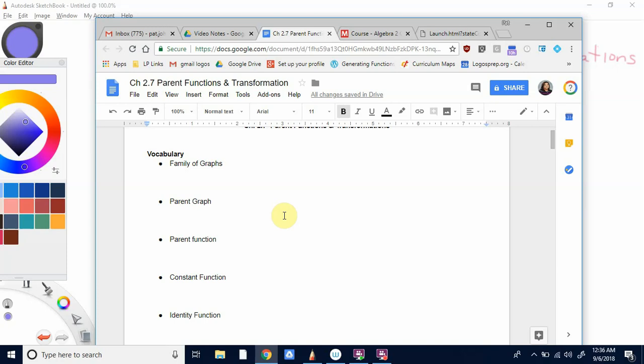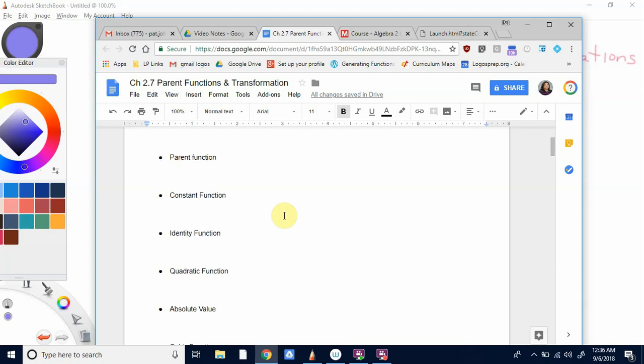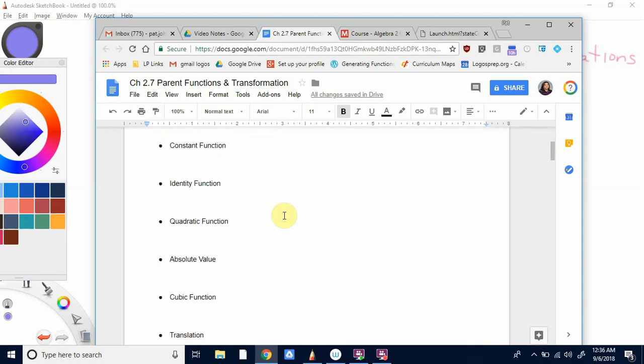Okay, so what are the types? We have 5 types of parent functions that we're going to learn. So let's just dive right into them. These are the types of parent functions that we're going to learn: constant function, identity function, quadratic function, absolute value function, and cubic function. So let's start with the first one.